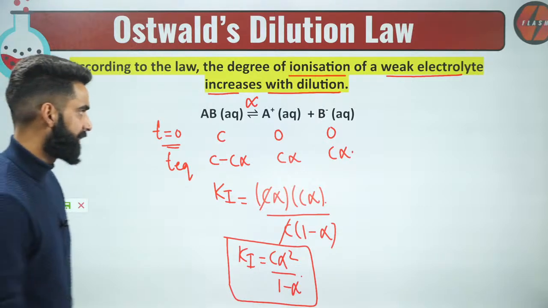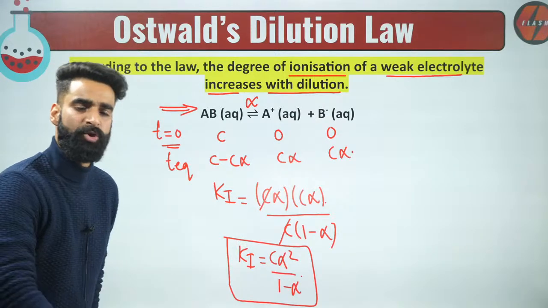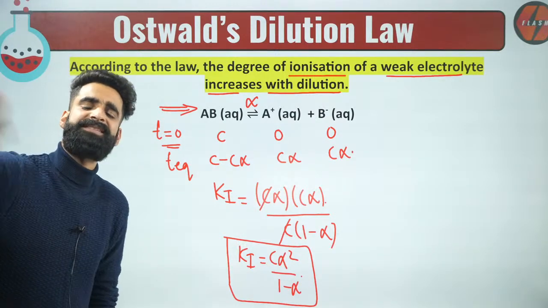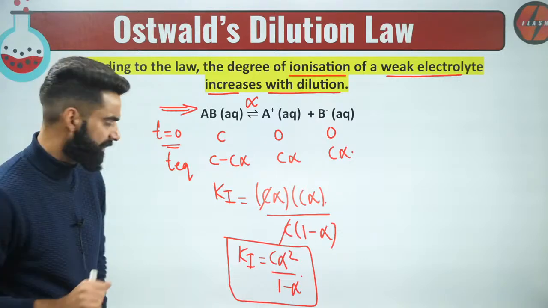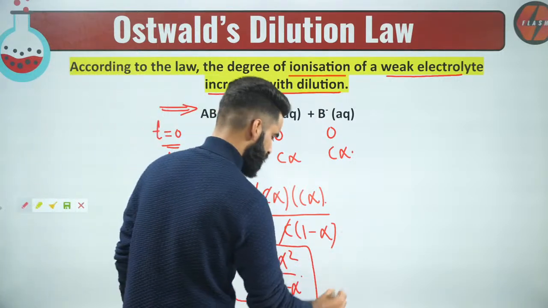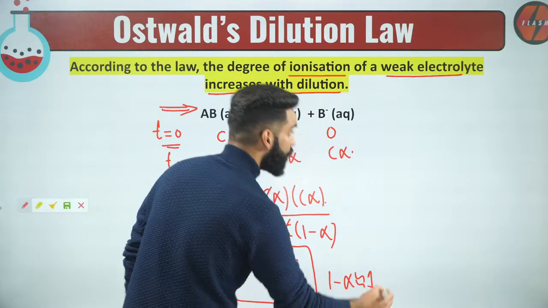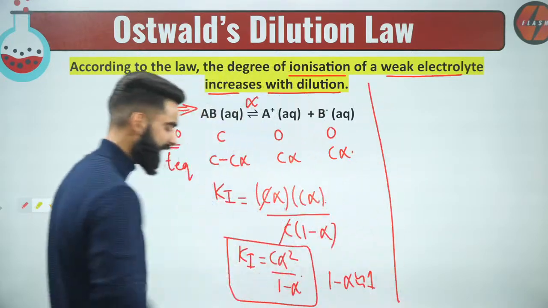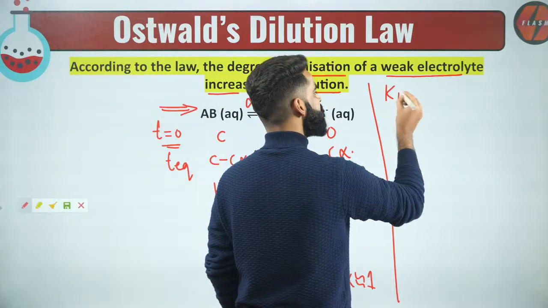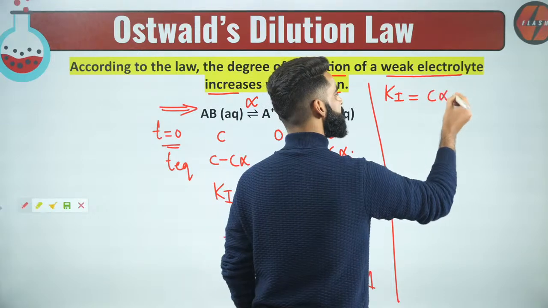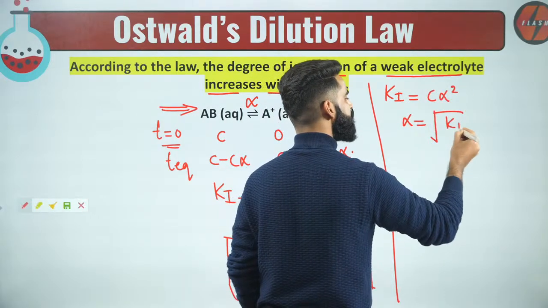Now people, understand. Since it's a weak electrolyte, I am assuming alpha value to be far, far less than 1. Okay, I'm assuming alpha value to be less than 0.05. If alpha value will be less than 0.05, I can neglect alpha. Instead of 1 minus alpha, I can only write 1. Yes, I can do that, absolutely. Now, people, can I say Ki is simply going to be equal to C alpha square? Yes. So, I can say alpha is equal to under root of Ki divided by C.